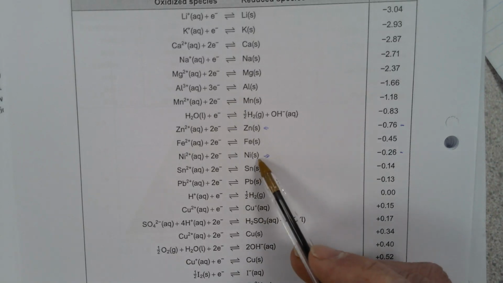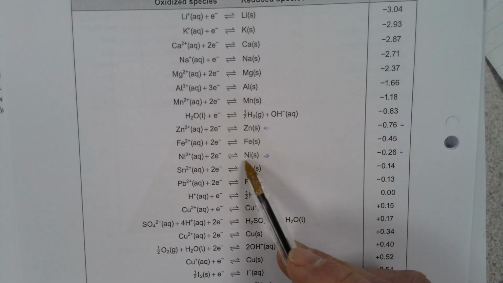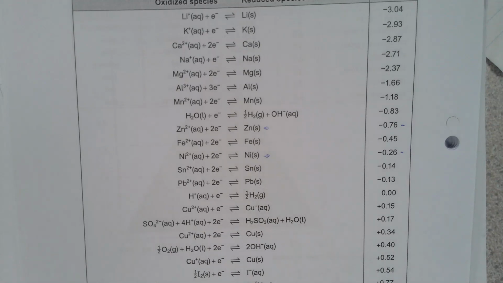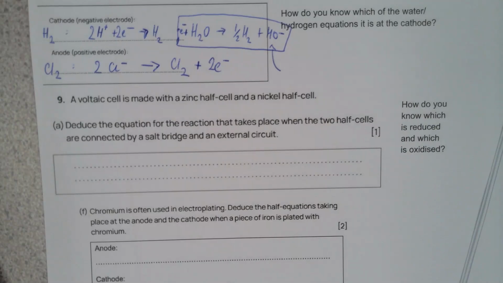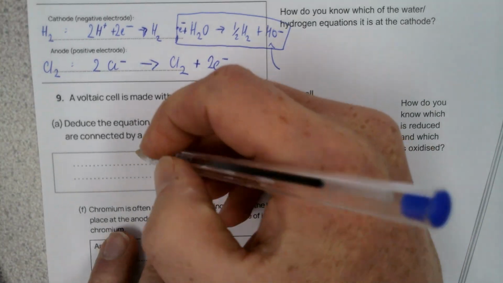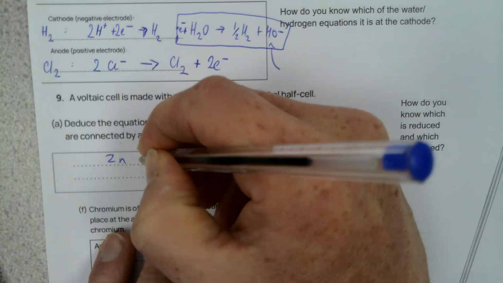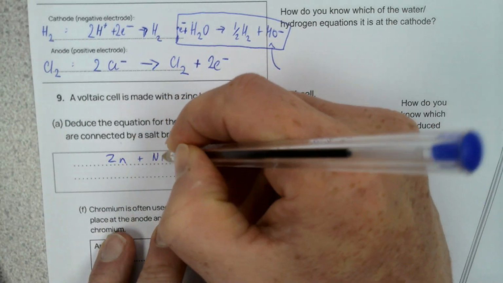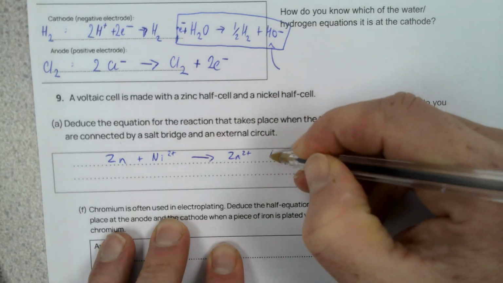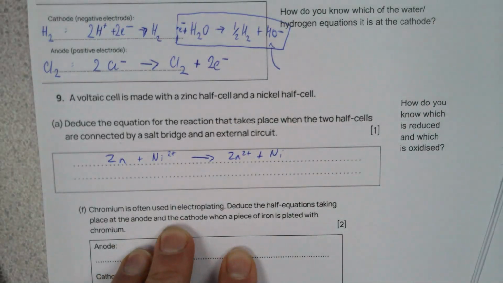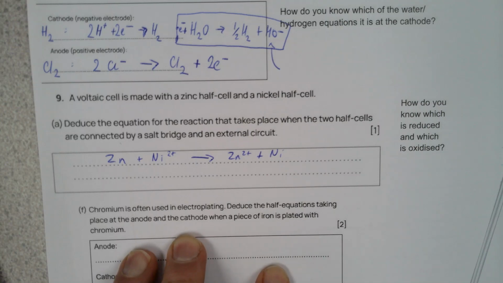And so the nickel ions are turning into nickel, zinc is turning into zinc 2 plus. And let's go back to the question then. So it's asking what the overall equation is, and the overall equation, as I was just saying, was zinc turning into zinc 2 plus, and nickel ions turning into nickel. And you put the state symbols in there as well, and make sure it's balanced. It is balanced in this occasion because they're both 2 positive ions.